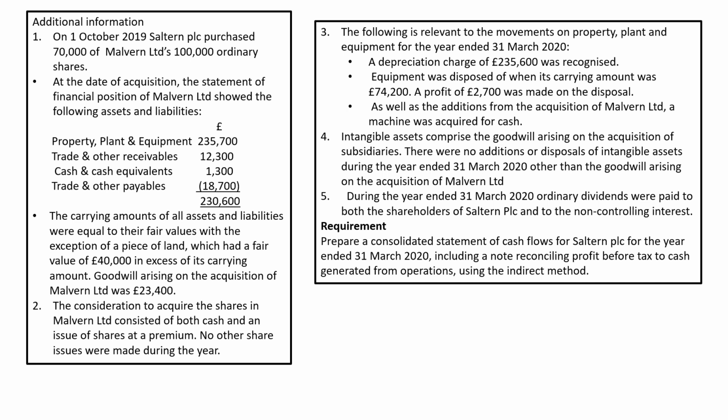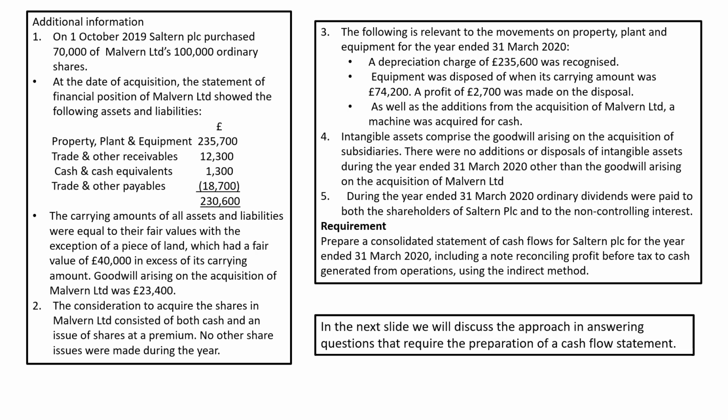Note number 4 tells you that the intangible assets comprise the goodwill on the acquisition of the subsidiary. So again, by reconciling the opening and closing, we may find out if there has been any impairment of goodwill. And finally, note number 5 deals with dividends paid to the shareholders as well as to the non-controlling interest. In the next slide, we will discuss the approach in answering questions that require the preparation of a cash flow statement.